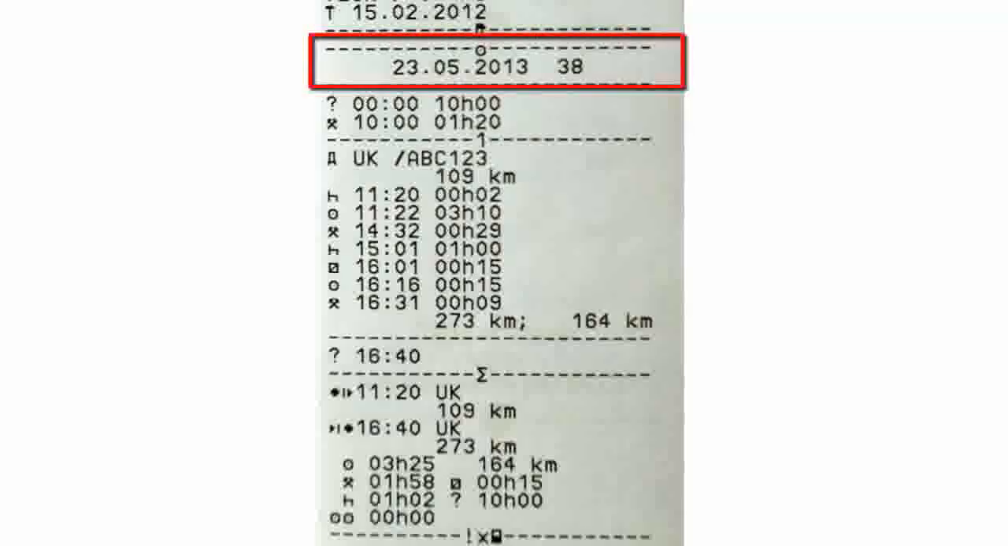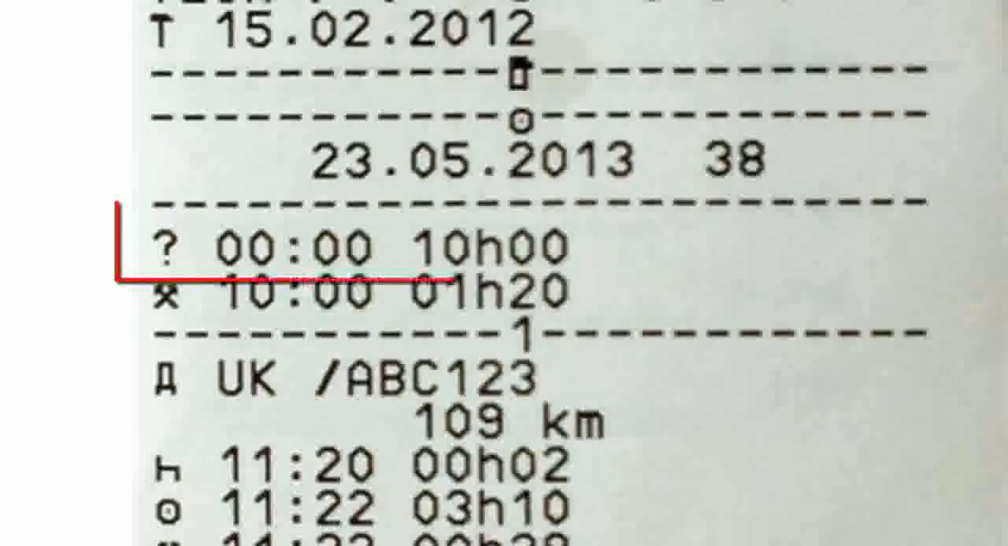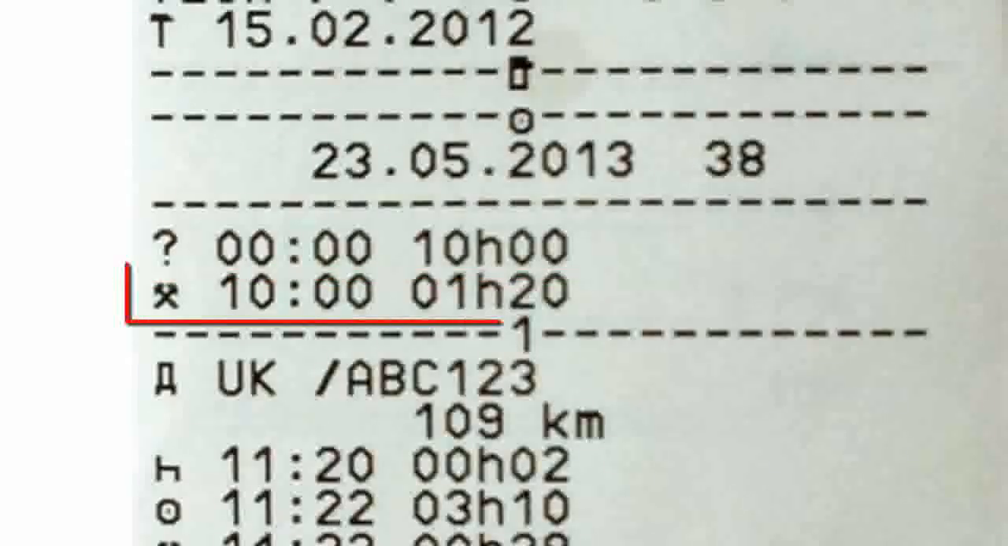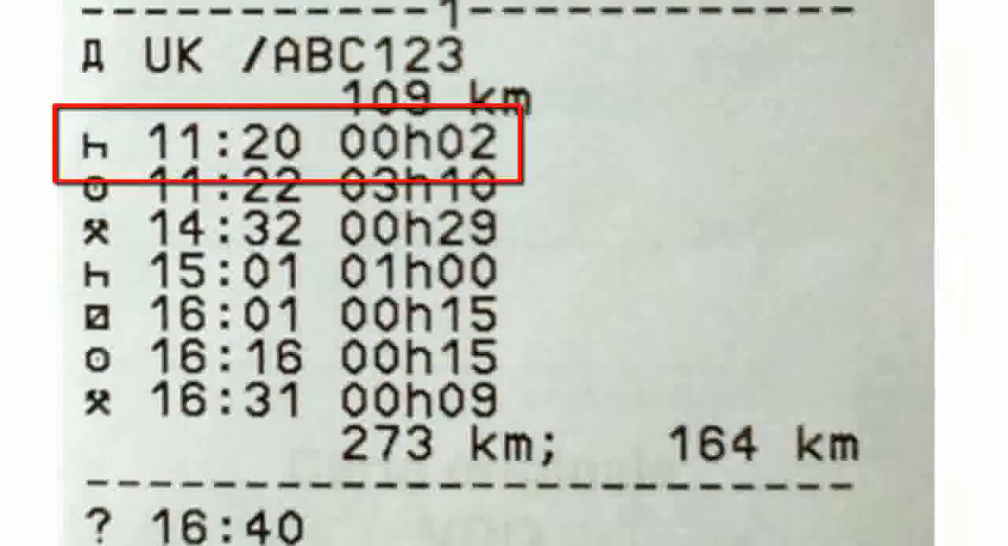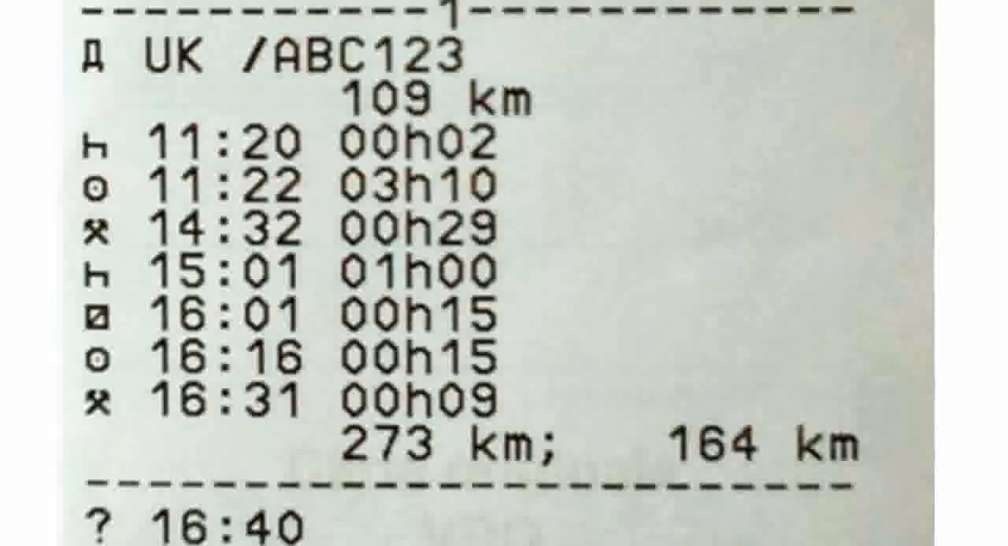Here we see the beginning of the list of driver activities in order that they happened, including the start date for the activities and the number of times the driver's card has been used in a unit. The unknown time symbol refers to the time that the card was not in a unit, and here we see that the driver began work at this time and the duration was 1 hour and 20 minutes. This tells us that the cardholder's driver card was in slot 1. And here we see the driver began a break, but that it only lasted 2 minutes. As this is below the legal minimum, this period would be added to the driver's working time.